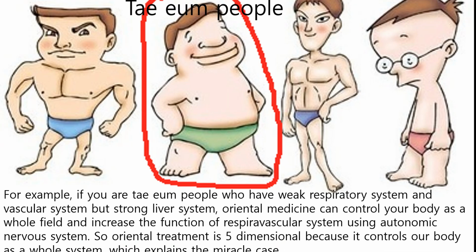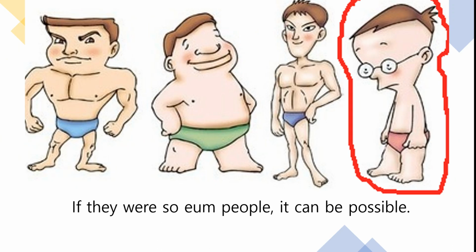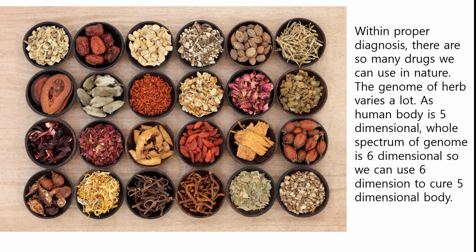So oriental treatment is 5-dimensional because it controls our body as a whole system, which explains the miracle cases. There was a miracle case where some people cured their cancer using fenbendazole, which is used to eliminate bugs in dogs. If they were some people, it can be possible. With proper diagnosis, there are so many drugs in nature which can be used. The genome of herbs varies a lot.